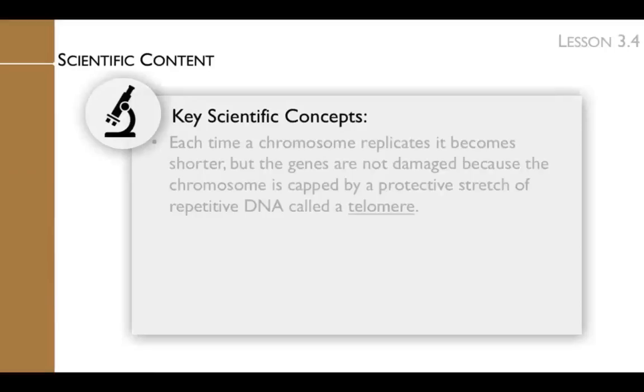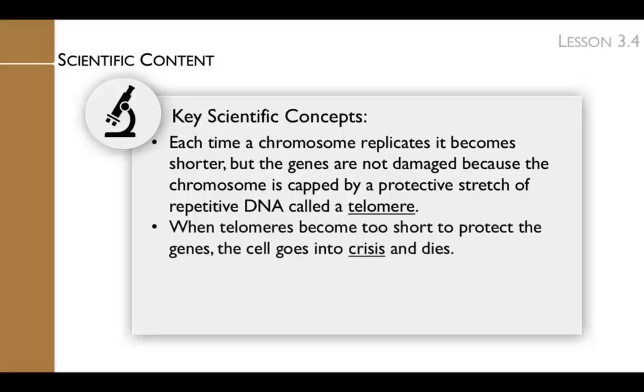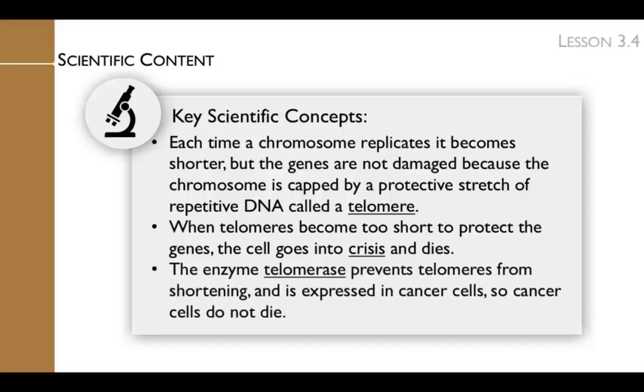Each time a chromosome replicates, it becomes shorter, but the genes are not damaged because the chromosome is capped by a protective stretch of repetitive DNA called a telomere. When telomeres become too short to protect the genes, the cell goes into crisis and dies. The enzyme telomerase prevents telomeres from shortening and is expressed in cancer cells, so cancer cells do not die.